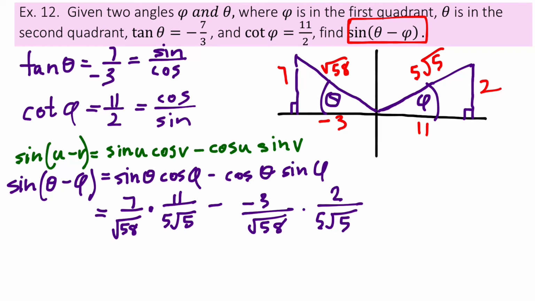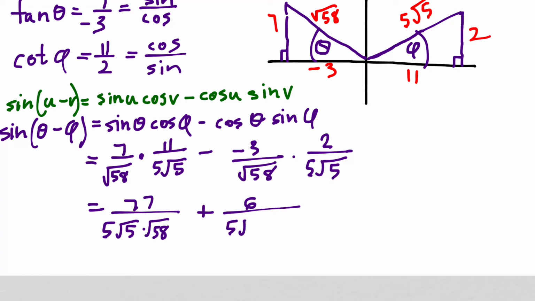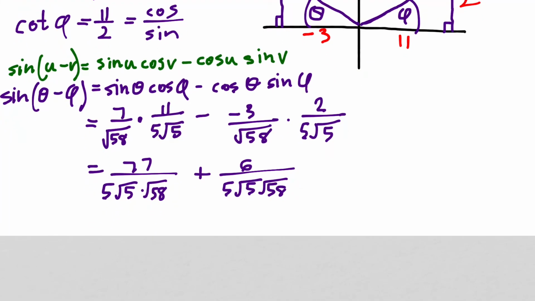All right, so we're going to simplify this now. So on the top I have 77 divided by 5 root 5 root 58. Let's just leave it like that for a minute. So I've got 2 negatives, so this is going to be plus 3 times 2 is 6, over 5 root 5 root 58. All right, 77 plus 6. So let's move it up a little bit. So that's 83 divided by 5 on the outside. So this is the common denominator. So underneath the radical, let's just multiply 5 times 58.